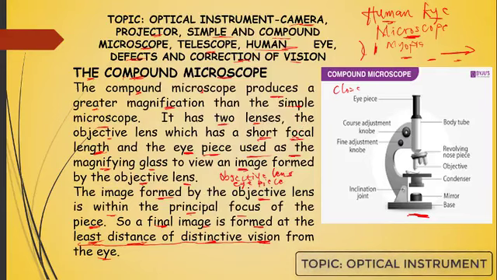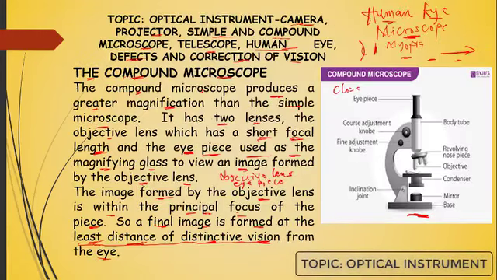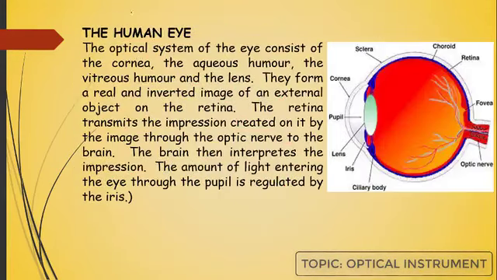Notice too that when it comes to a compound microscope, the image that is formed is within the principal focus. But for an astronomical telescope, the image that is formed must be along the principal focus and not within it. Also, images that are formed by an astronomical telescope are inverted images, but images formed by a microscope are not inverted. Now let's look at the greatest optical instrument in the world, the human eye.